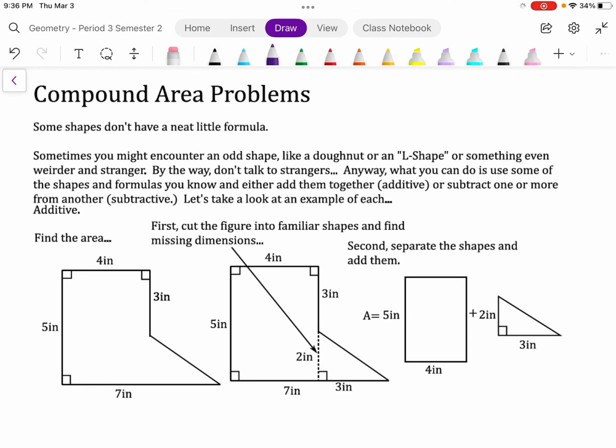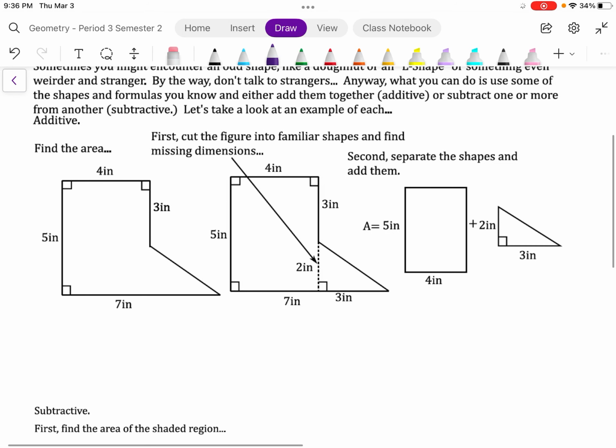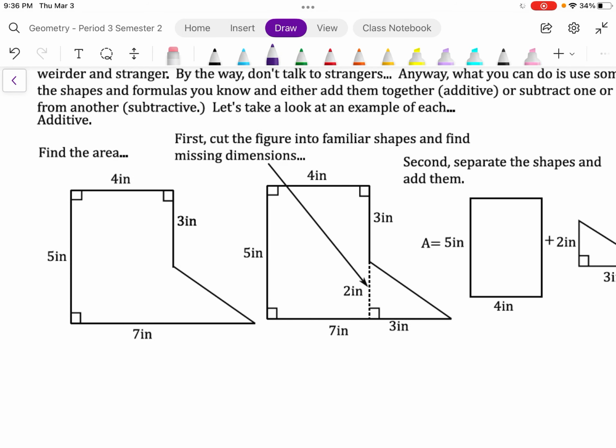Some shapes don't have a neat little formula that we can use to calculate the area. And sometimes we are going to have to figure out a different way to calculate the area. Hopefully we're able to do this accurately without having to round or estimate. And for today's homework problems, you're going to be able to get exact answers. Sometimes though, in real life, you're going to have to estimate some measurements because not all shapes are easily able to find the area of.